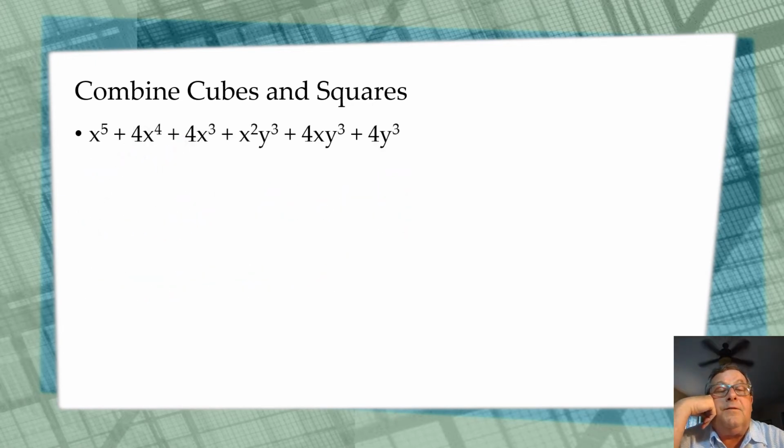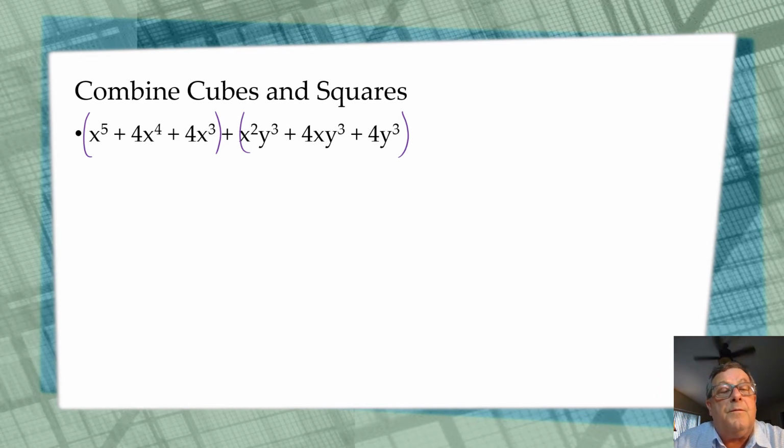All right, here we got x to the 5th plus 4x to the 4th plus 4x cubed plus x squared y cubed plus 4xy cubed plus 4y cubed. 6 terms. What if we set this up into 2 groups? Let's get this as a group right here, and let's do this as a group right here. And what can we factor out?